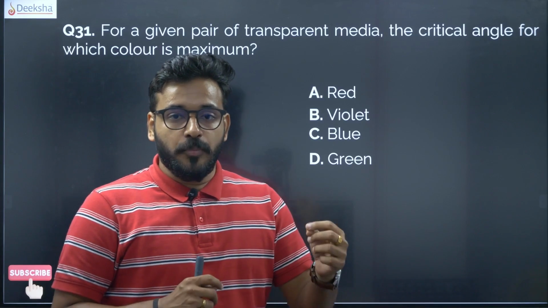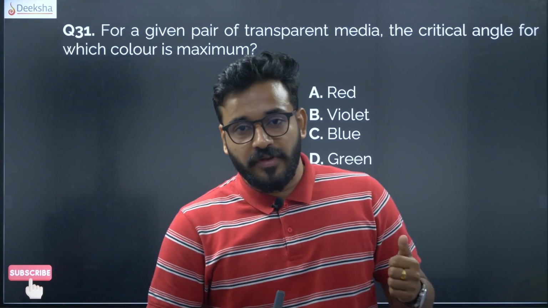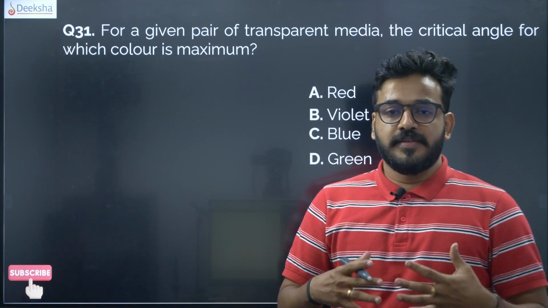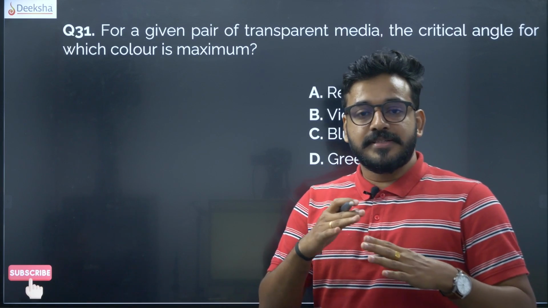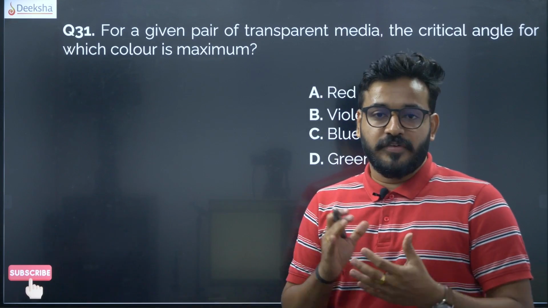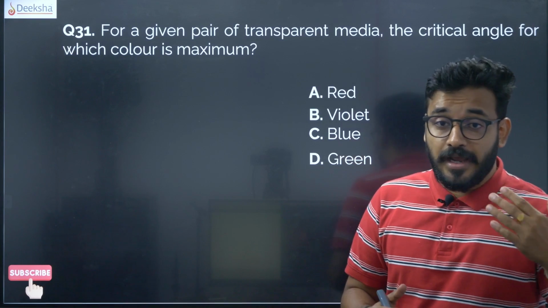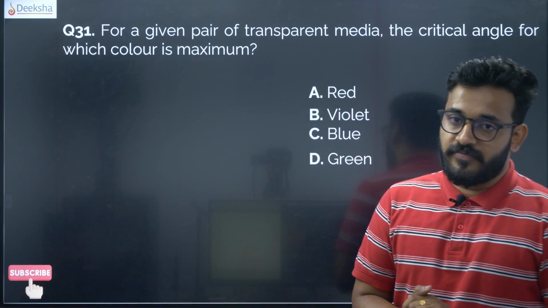Now, I hope you people are already clear with the concept of total internal reflection and the critical angle. The critical angle is the angle at which, when light travels from a denser medium to a rarer medium, the refracted ray is almost parallel to the interface. If the angle of incidence exceeds the critical angle, there will be TIR, total internal reflection.